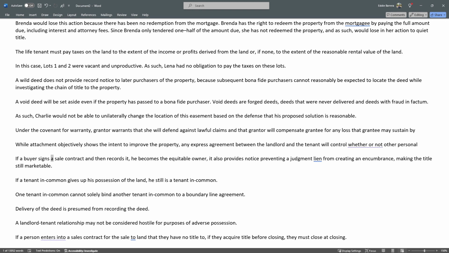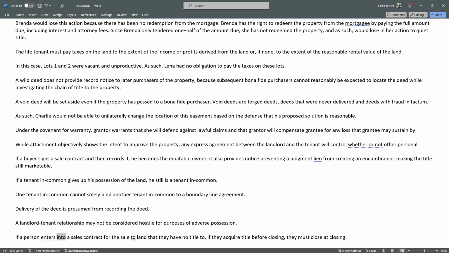If a buyer signs a sale contract and then records it, he becomes the equitable owner. It also provides notice preventing a judgment lien from creating an encumbrance, making the title still marketable. If a tenant in common gives up his possession of the land, he still is a tenant in common. One tenant in common cannot solely bind another tenant in common to a boundary line agreement. Delivery of the deed is presumed from recording the deed. A landlord-tenant relationship may not be considered hostile for purposes of adverse possession.